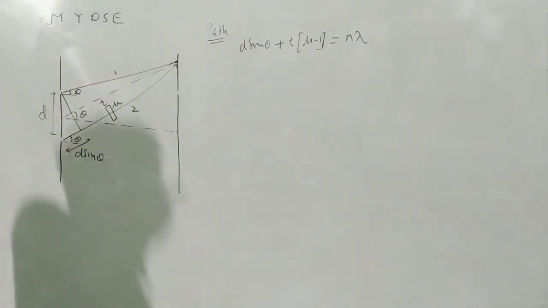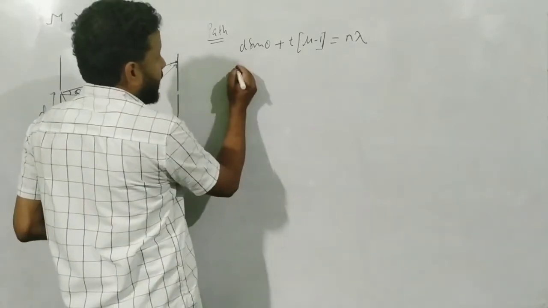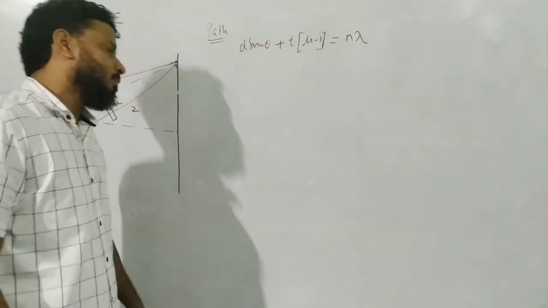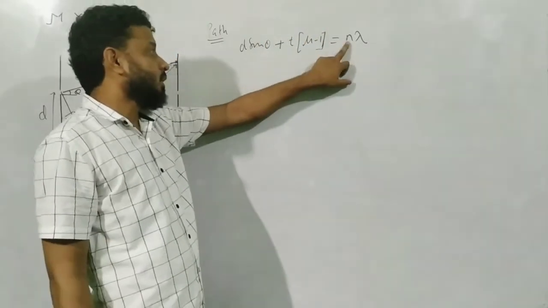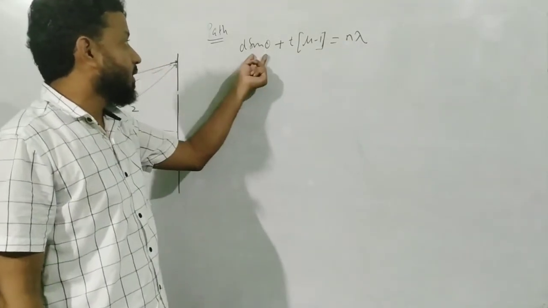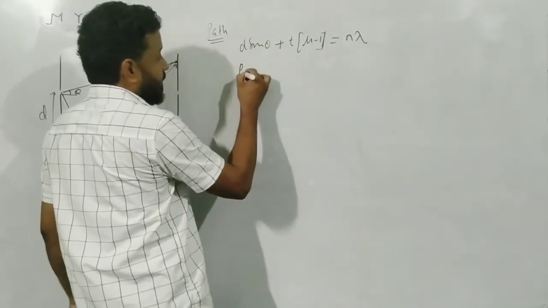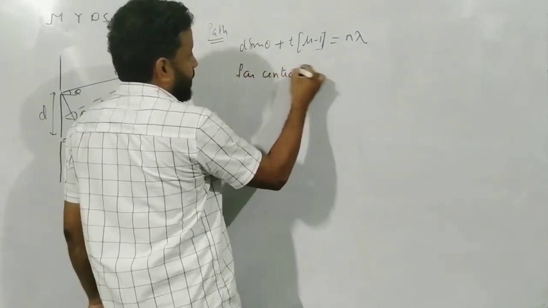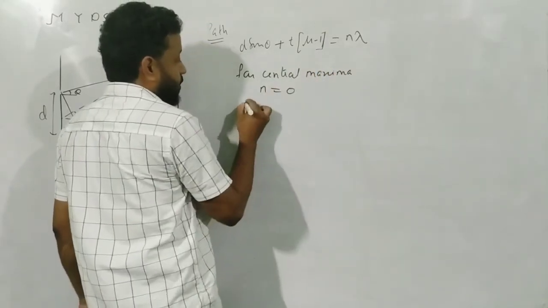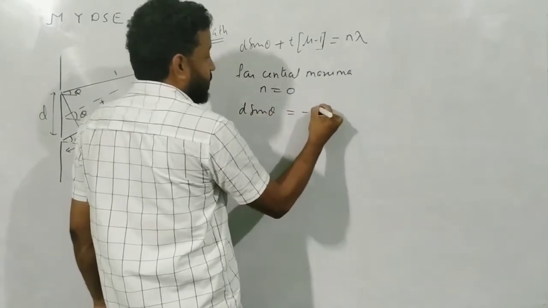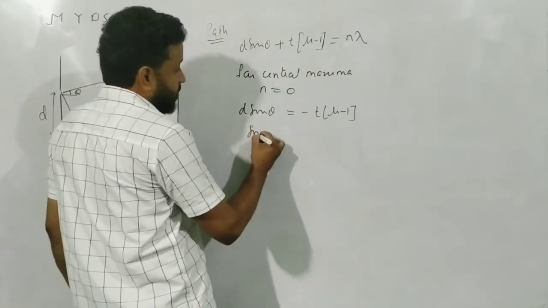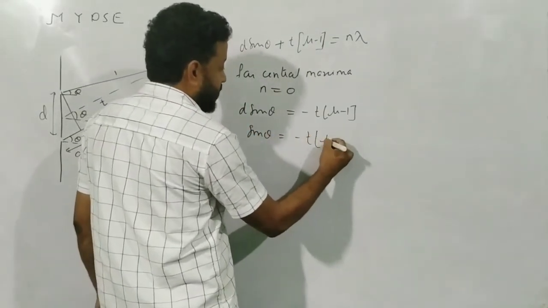Correct? In this case, all those things again are applicable over here. If I have to find where my central maxima is, I will put the value of n equal to 0 and then find the value of sin theta. So for central maxima, I put n as 0. So I will get d sin theta equals minus t(mu minus 1). And then you will find sin theta is equal to minus t(mu minus 1) divided by d.